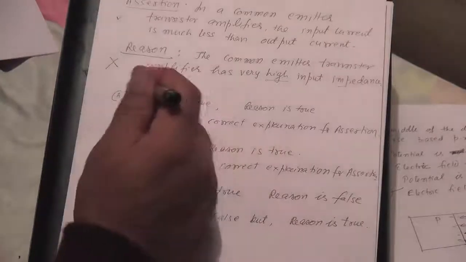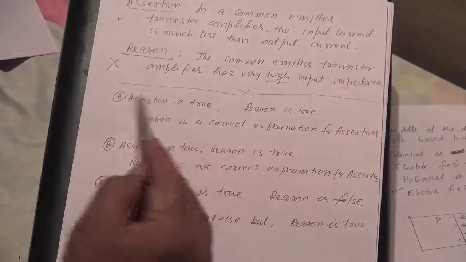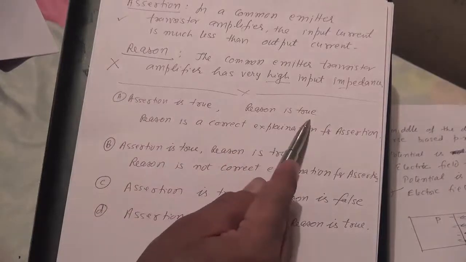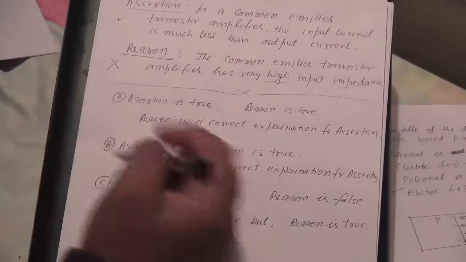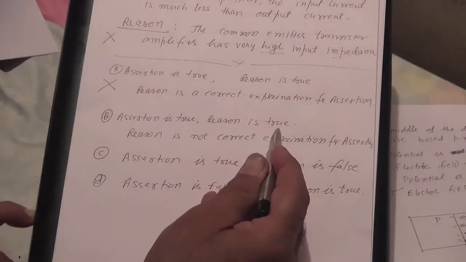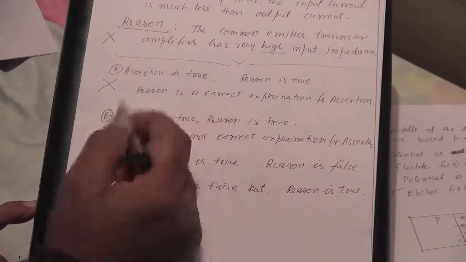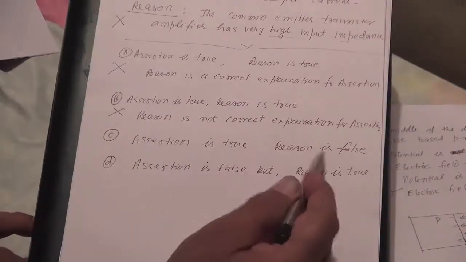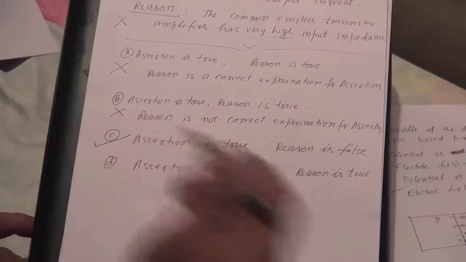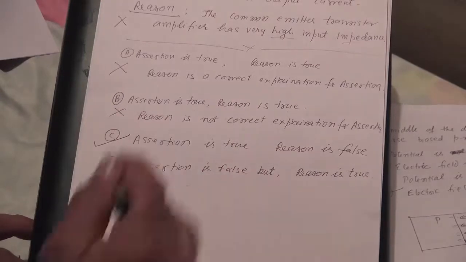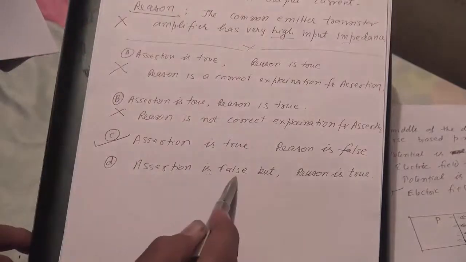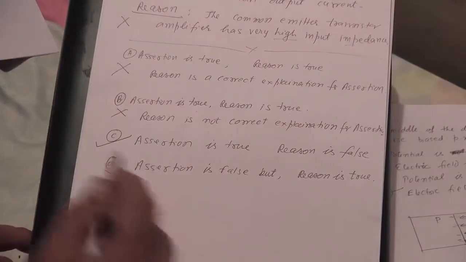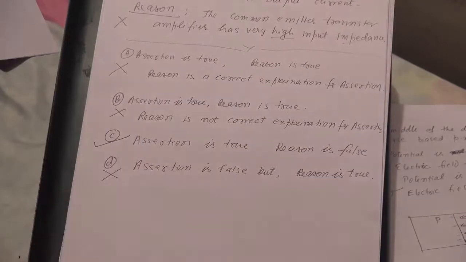Now, we come to the four choices that we can give. Number one, assertion true, reason true. One is true, one is false. So this is not correct. Assertion is true, reason is true. Okay. Again, this is wrong because both are not true. Third, assertion is true, reason is false. This is correct. Assertion is false. No, assertion is correct, so assertion is false is wrong. So you will find answer C is the correct answer.